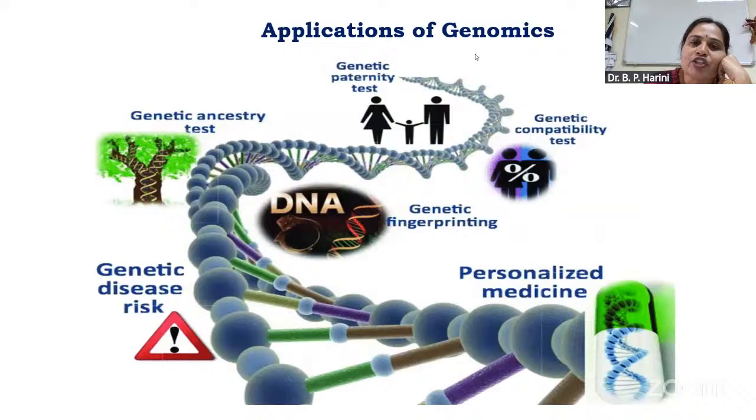The applications of genomics include the genetic paternity test, followed by the genetic compatibility test, followed by the genetic fingerprint, and genetic ancestry. We need to know about genetic disease risk, and once the genetic disease risk is found out, personalized medicine can be framed.